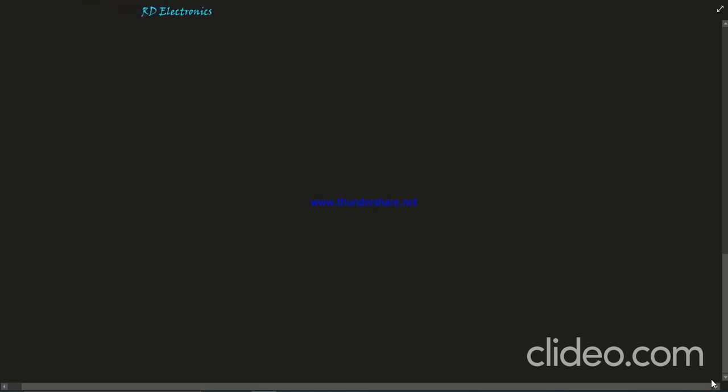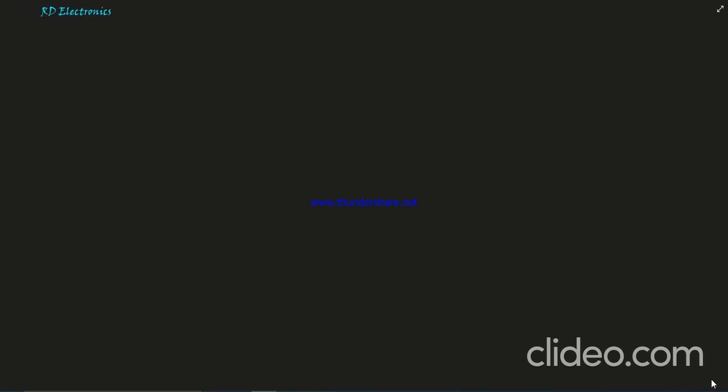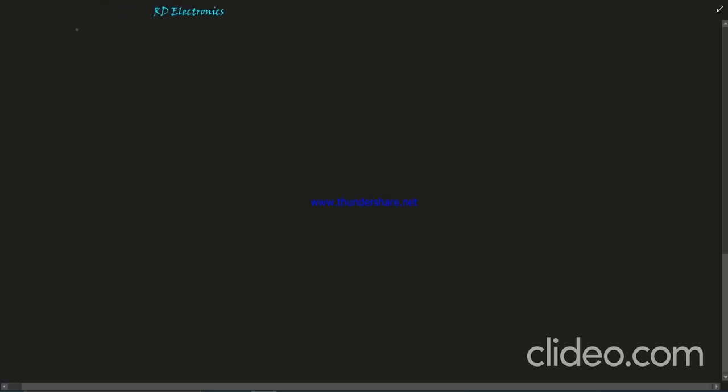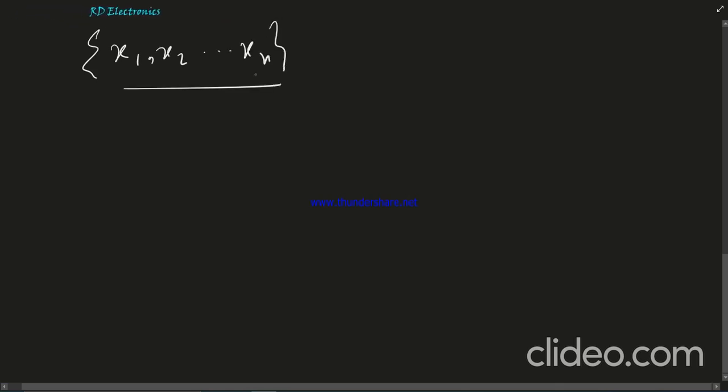The input of each flip-flop is the output of the combinational circuit, and the output of the flip-flops is again fed back to the combinational circuit as a secondary input. The primary inputs x1, x2, up to xn are the external inputs, and the outputs of the flip-flops taken together are called the present state of the circuit, or simply the state of the circuit.